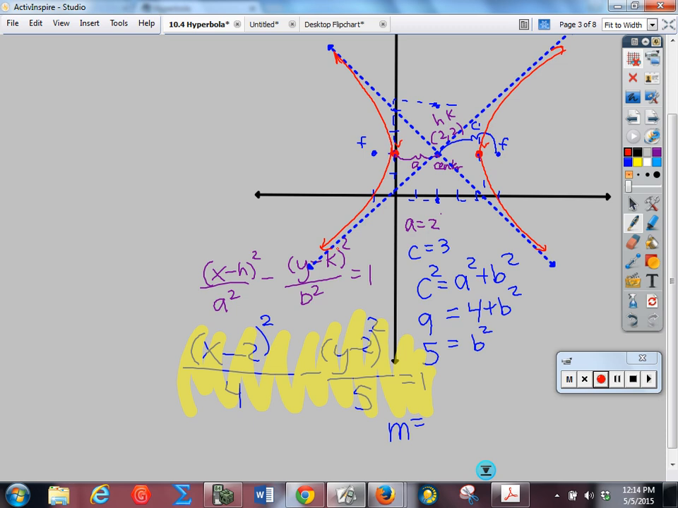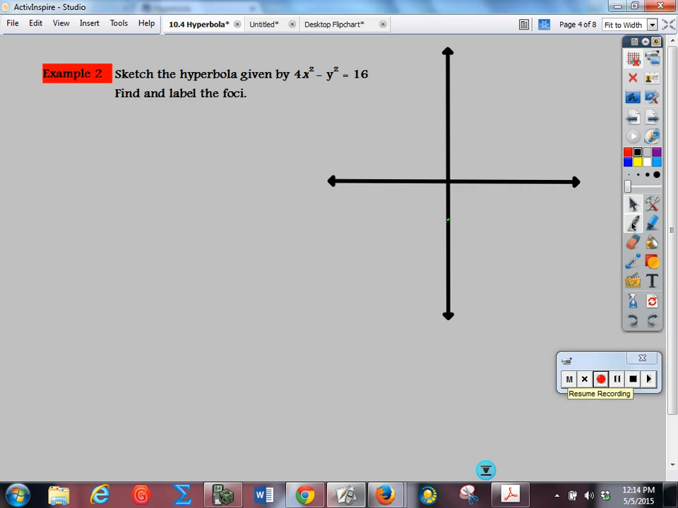So I have to take this one and I have to change it. I don't want it to look like 4x squared minus y squared equals 16. For one, it has to be equal to 1. How can I get that equal to 1? And remember, you can always flip this one down, or this one just happens to reduce. So this is just x squared over 4 minus y squared over 16 equals 1.